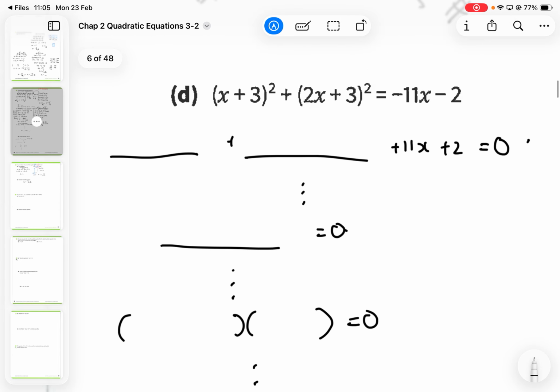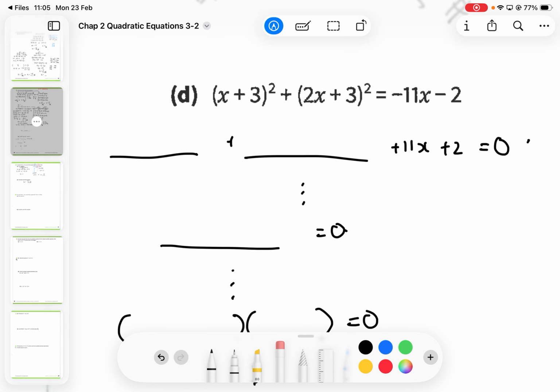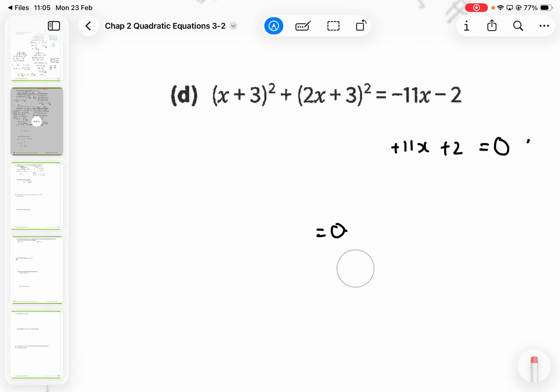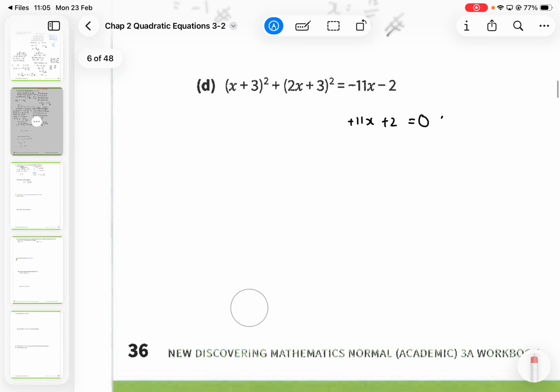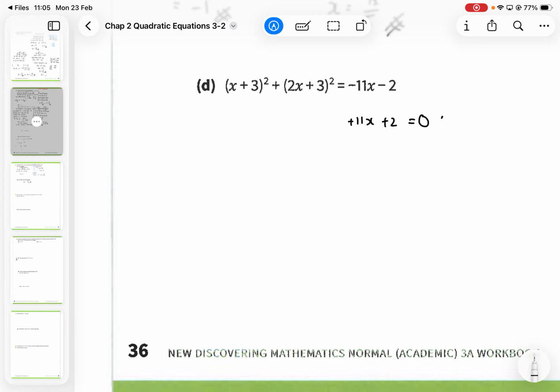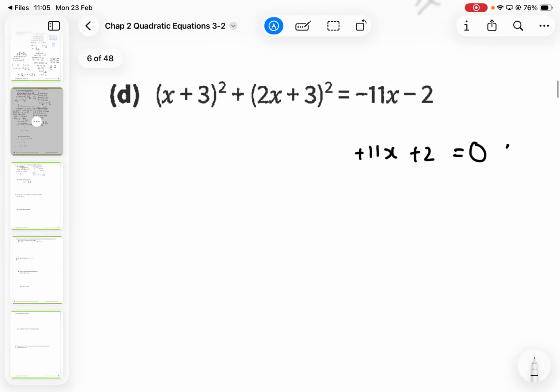Okay, part D. This one is a bit more tedious. You will have to put everything on the left, then go and simplify them. So you have to go through the expansion yourself. Okay? So it's tedious, but not complicated. x plus 3 being squared will give me x squared plus 6x plus 9.